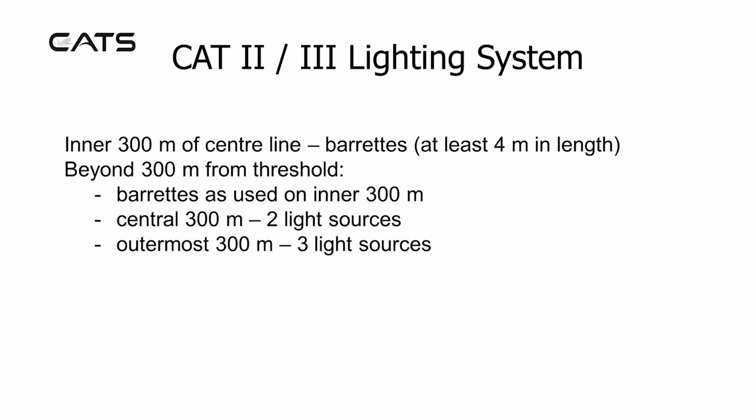The inner 300 metres of the centerline has barrettes, at least 4 metres in length. Beyond 300 metres from the threshold, barrettes are used on the inner 300. In the central 300 metres there are two light sources. In the outermost 300 metres there are three light sources.